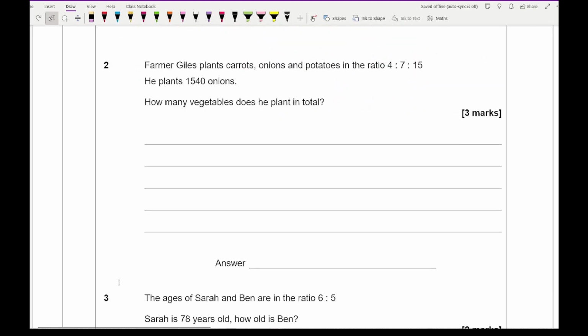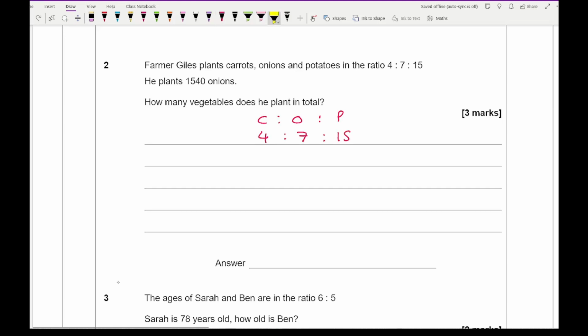Moving on to question 2, it says Farmer Giles plants carrots, onions and potatoes in the ratio 4 to 7 to 15. He plants 1,540 onions. How many vegetables does he plant? So let's first of all label the ratio. So we've got carrots, we've got onions, and we've got potatoes. And we've got 4 to 7 to 15.